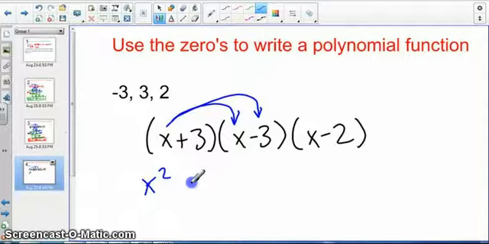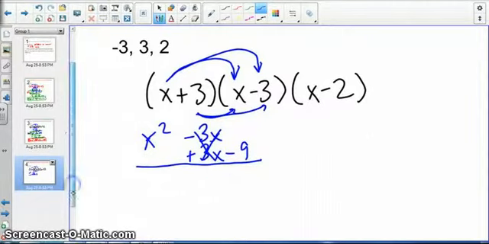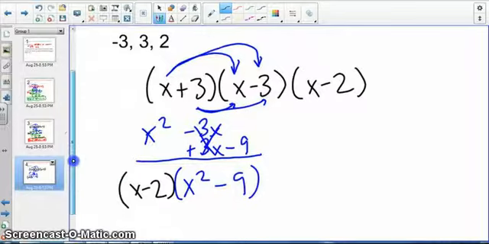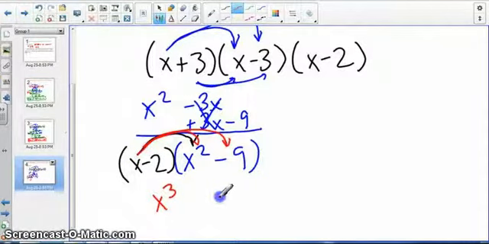So I get x squared minus 3x. Now I'm going to distribute the 3. 3 times x is positive 3x minus 9. What do you notice about your like terms here? They cancel out. So I'd have x squared minus 9. Now I have to multiply that by my last binomial, x minus 2. Now it will be important to line up like terms. So x times x squared is x to the third. X times negative 9 is negative 9x.